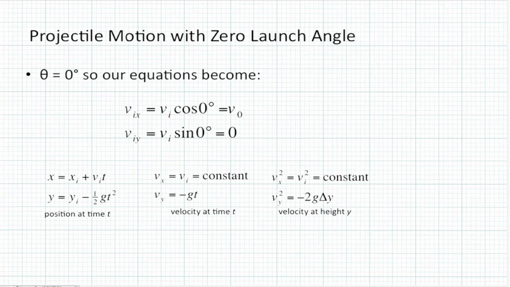Okay, so let's apply this now to a projectile, starting with projecting or launching it with a zero launch angle. Usually if you launch something, it launches upwards at an angle, like in Angry Birds. But if you've ever played Angry Birds, you can launch a bird at a zero launch angle as well. Let's just draw it.